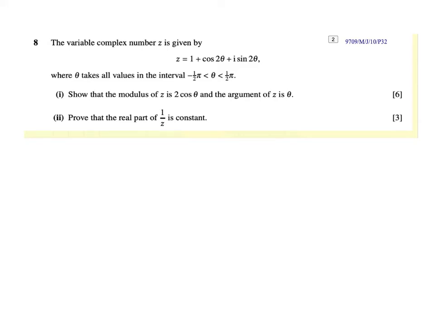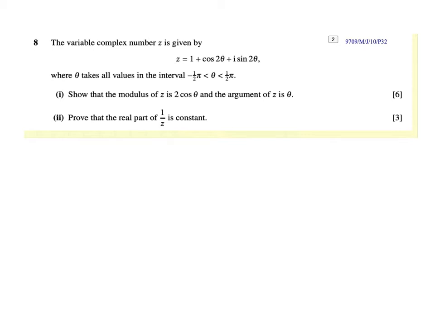The variable complex number z is given by z equals 1 plus cos 2 theta plus i sine 2 theta, where theta takes all the values in the interval negative half pi to positive half pi. Show that the modulus of z is 2 cos theta and the argument of z is theta. And then next, prove that the real part of 1 over z is constant.